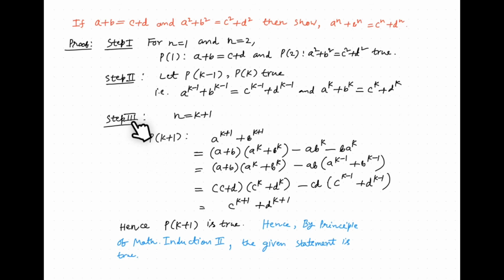Now we move forward to step 3. We are going to verify for n equals to k plus 1. So the left hand side of Pk plus 1 is a to the power k plus 1 plus b to the power k plus 1. Now we will take a plus b common, and we will rewrite this as a to the power k plus b to the power k. The extra term that we have taken, we have to subtract, that is minus ab times a to the power k minus 1 plus b to the power k minus 1, taking ab common.